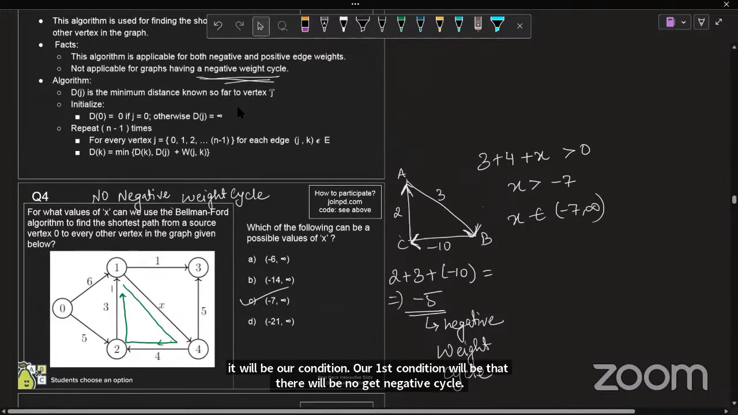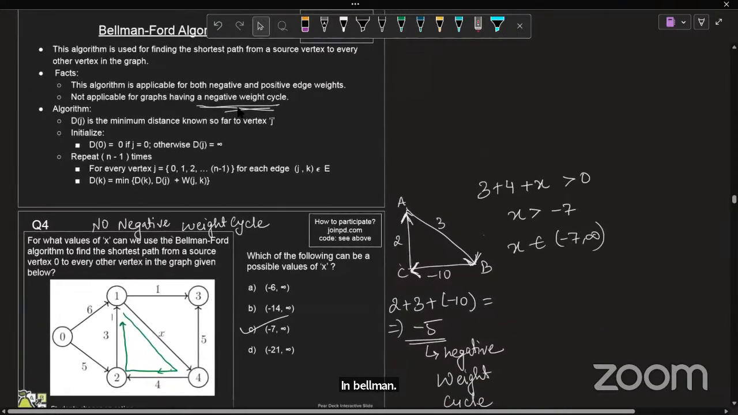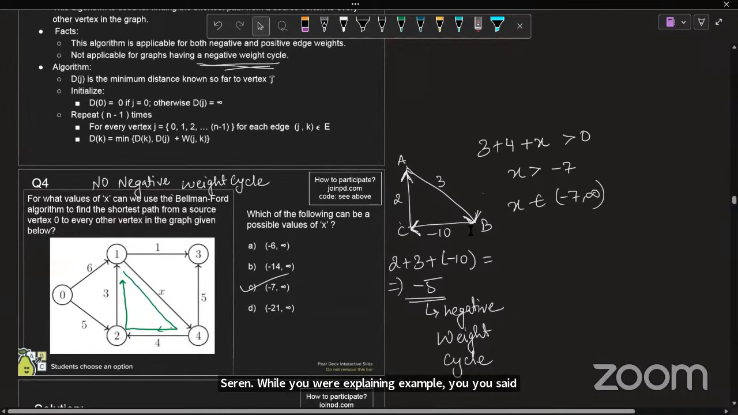Bellman-Ford. Okay. Sir, while you were explaining the example, you said that there is a negative weight cycle, that 2 plus 3, this one. Yeah, this one. Are you able to get this? Yes, sir, because it is negative. Our integer is negative, so it will be a negative weight. Okay, so shall we move on to the next question?